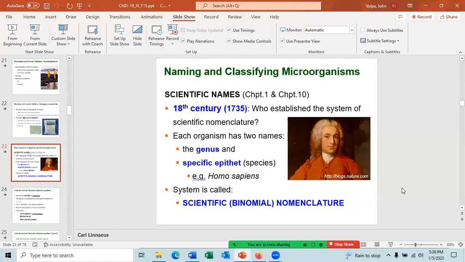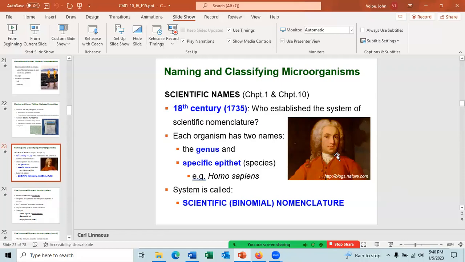All right, if not, let's change topics again. We're going to talk about naming and classifying of microorganisms. The scientific names were started by this individual here. Does anybody know who started naming as well as classifying all organisms? Linnaeus? Yes, Carolus Linnaeus or Carl Linnaeus.